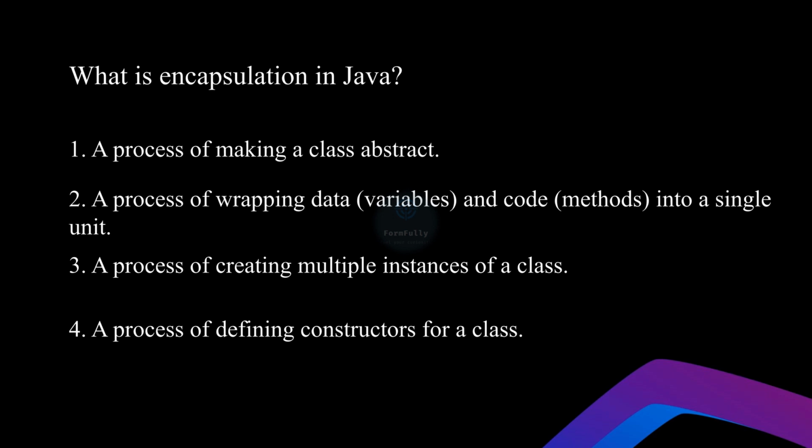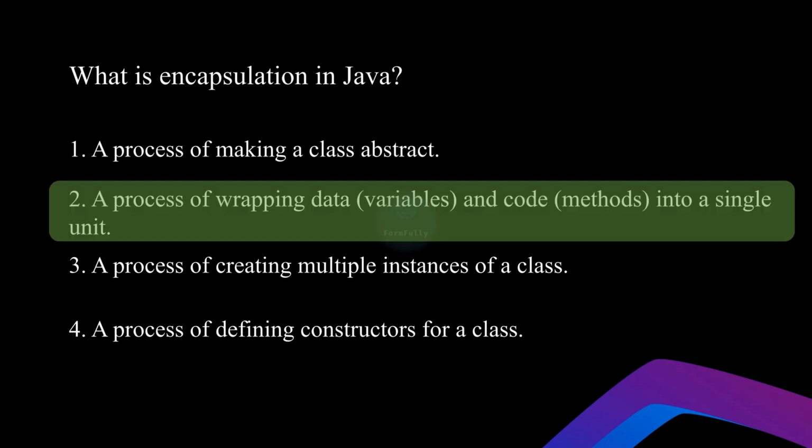Encapsulation is the process of wrapping data and code into a single unit known as class. This hides the internal implementation details of a class from the outside, providing data protection and control access to a class attributes and method. Option 1 is incorrect, as encapsulation is not about making a class abstract. Option 3 is incorrect because encapsulation does not relate to creating instance of a class. Option 4 is incorrect, as encapsulation is not about defining constructor. So option 2 is correct.